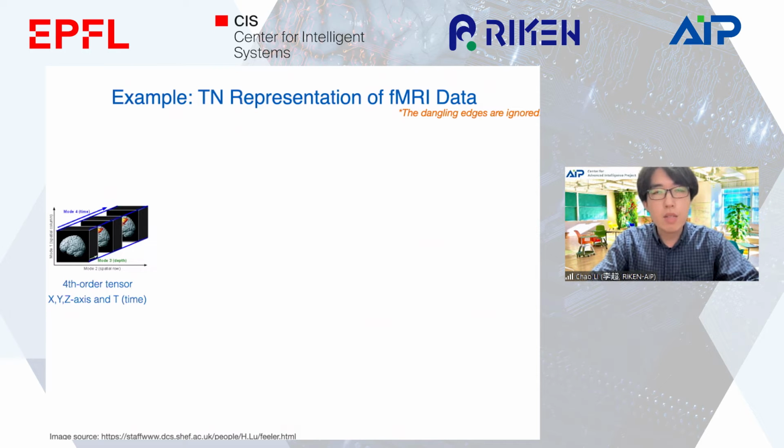In this example, we try to represent the fMRI data by tensor networks. The fMRI is a sort of brain image which is naturally a tensor of order 4 because there are 4 physical indexes, where the indexes x, y, z correspond to the spatial space which contains our brain, and the index t corresponds to the time.